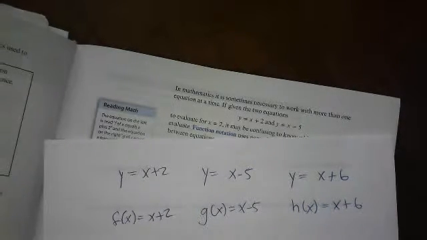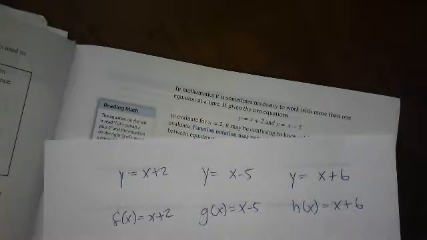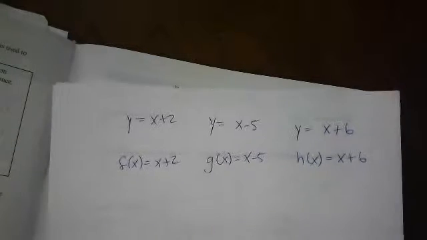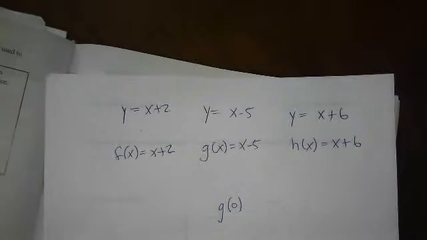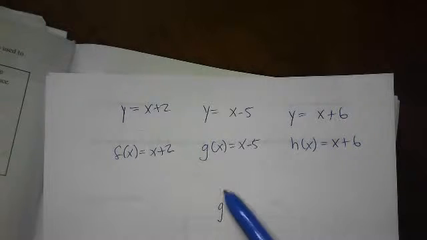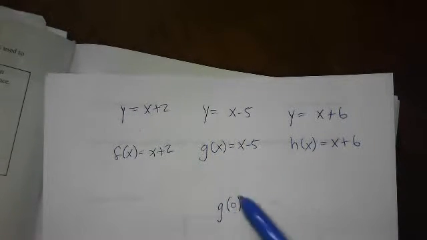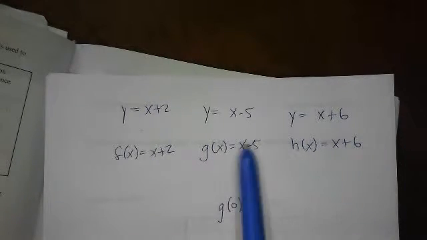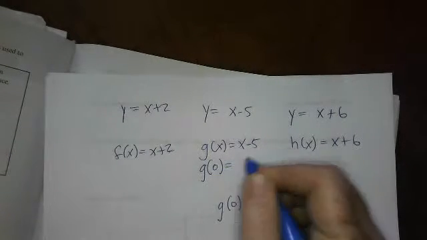Now I can tell you, hey, why don't you find g of 0? What that means is I want you to plug 0 into the g function. In other words, I want you to put a 0 in where the x's are. So if I asked you to find g of 0, you'd look at all the functions and go, aha, that's the g function, and then you'd plug in a 0 everywhere you see x.